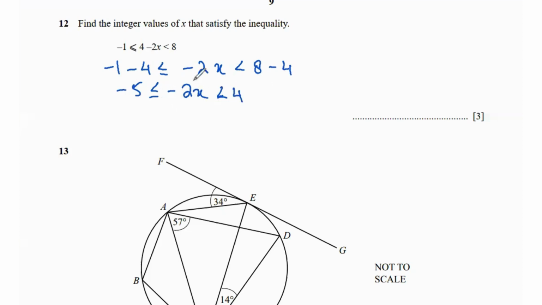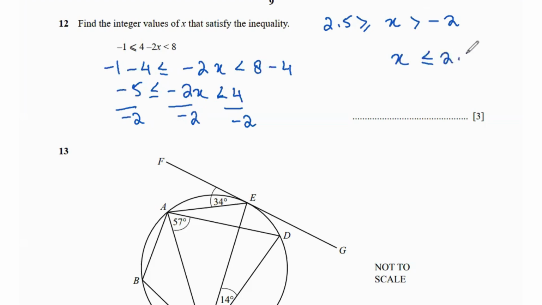Now we need to get rid of -2 with x. So that means we will divide each number by -2. That leaves us with 2.5 over here, x over here, and -2 over here. Now, since we're dividing them by negative numbers, we have to flip the inequalities as well. So that's going to be greater than over here, equal to, and greater than over here. Obviously this doesn't make sense because it's not the right way to write an inequality. So it's going to be x is less than or equal to 2.5, but greater than -2. This is the correct way of writing this inequality.